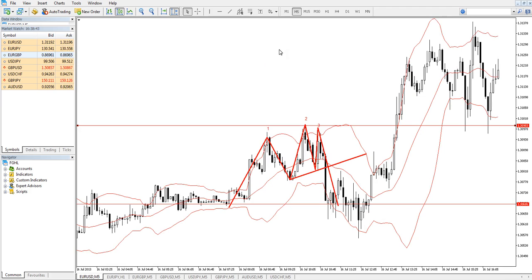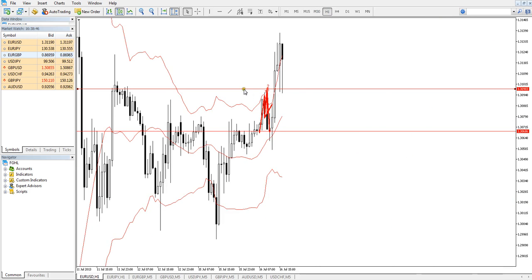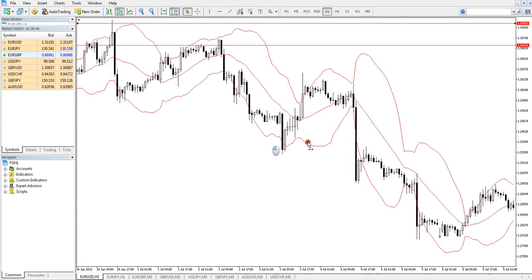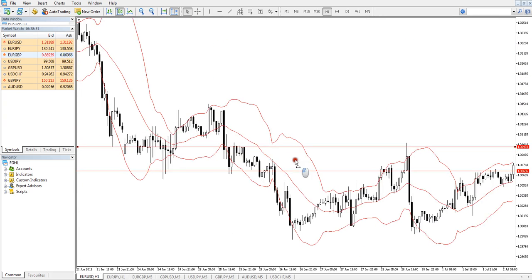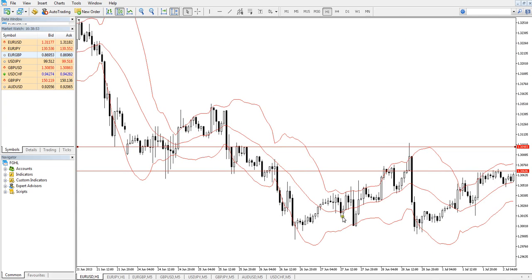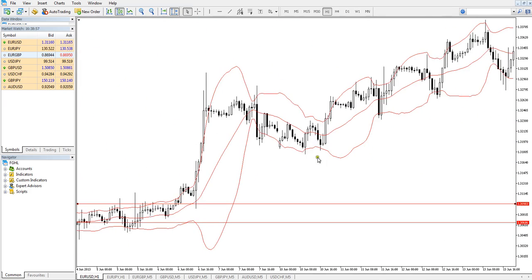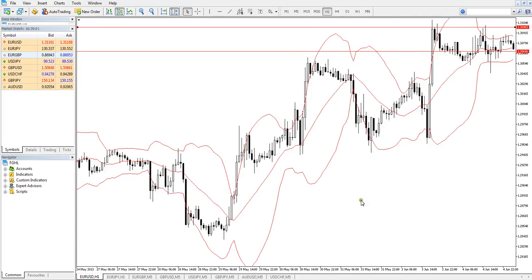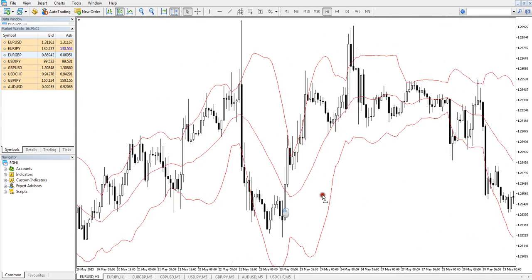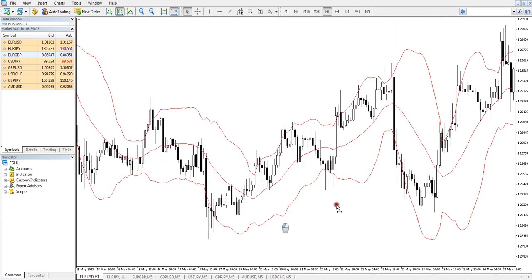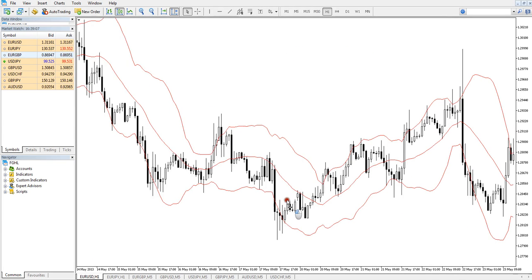So let's look at the inverse head and shoulders. Let's go to another time frame. So let's have a look. Yeah, there's one there. Suppose we can look at that one. Let's see if we go even further back. There's also another one there. I'm looking for one that does. Perfect. Here we go.